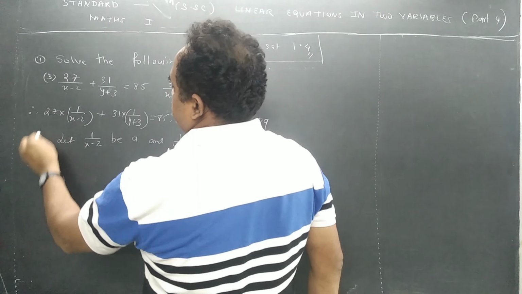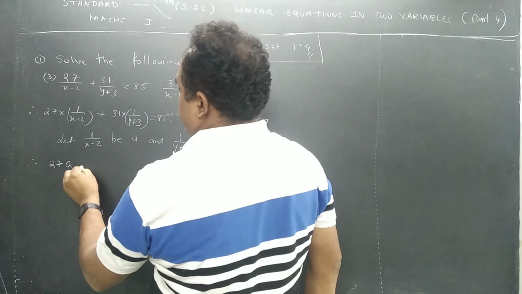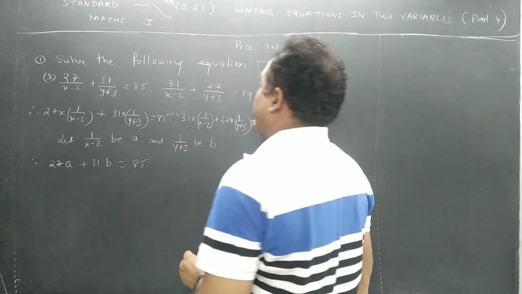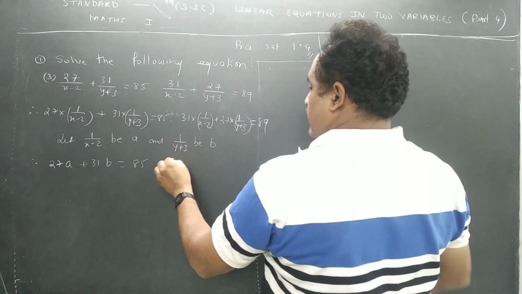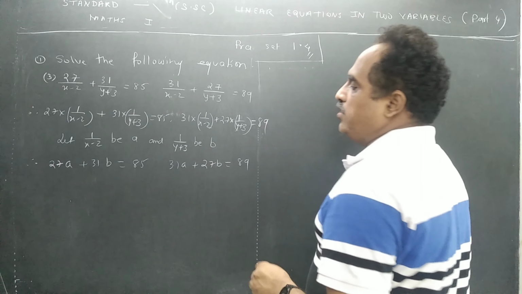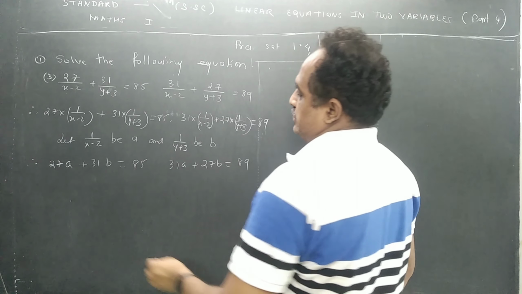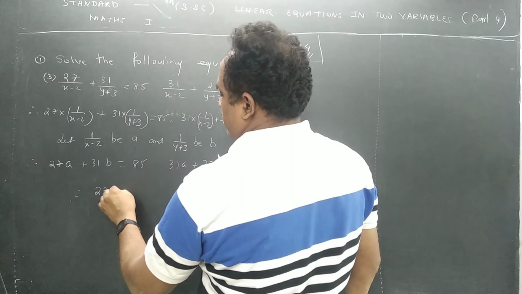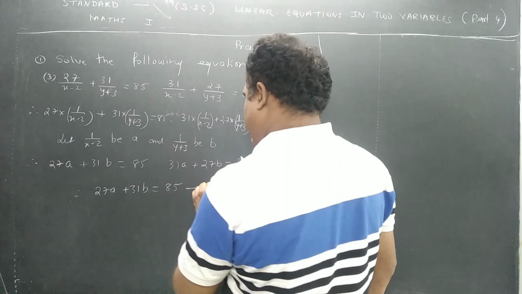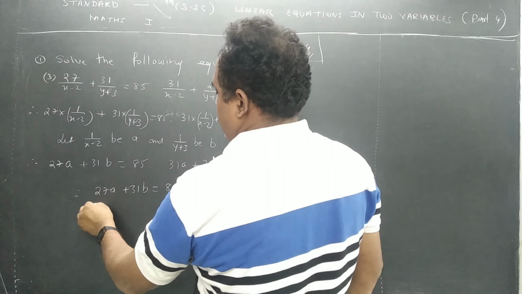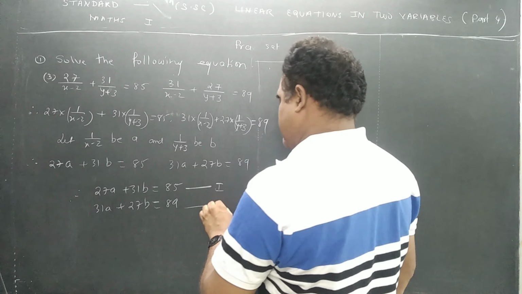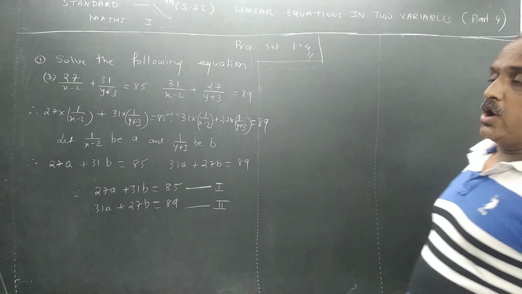So what equation are we getting? 27a plus 31b is equal to 85, and 31a plus 27b is equal to 89. So the equation becomes 27a plus 31b is equal to 85, which is equation 1, and 31a plus 27b is equal to 89, which is equation number 2. Got it now?